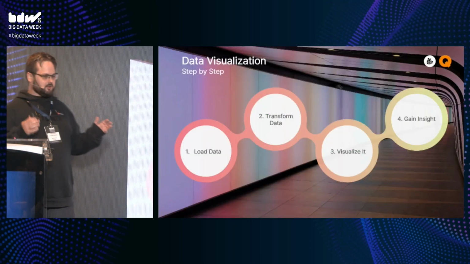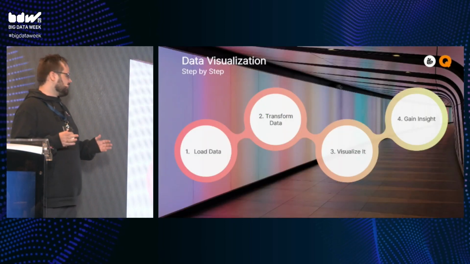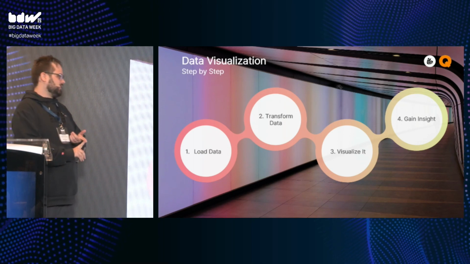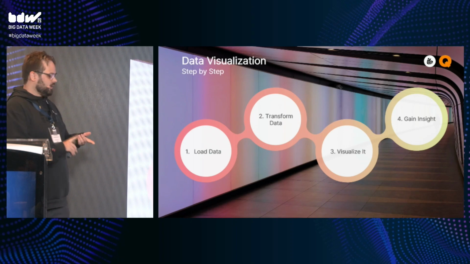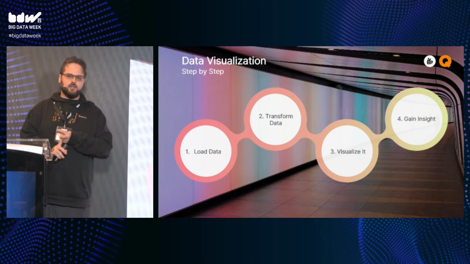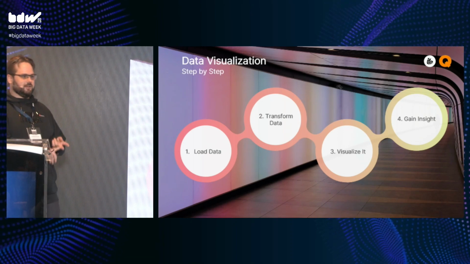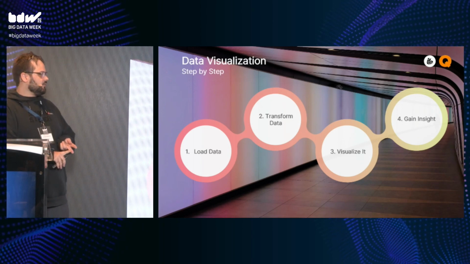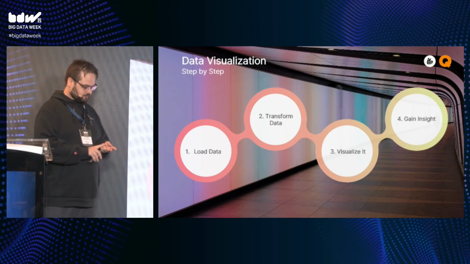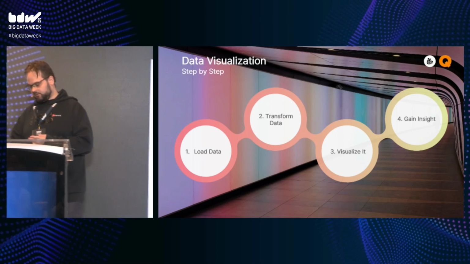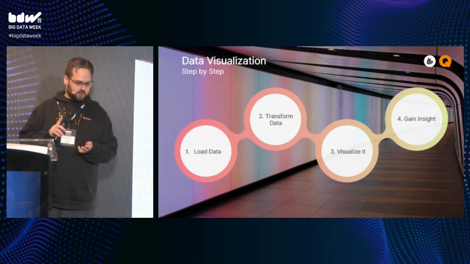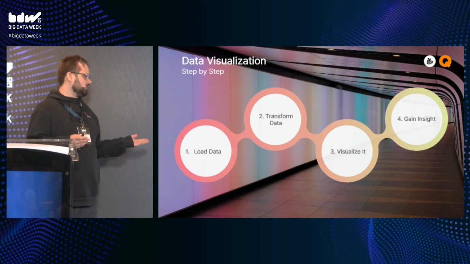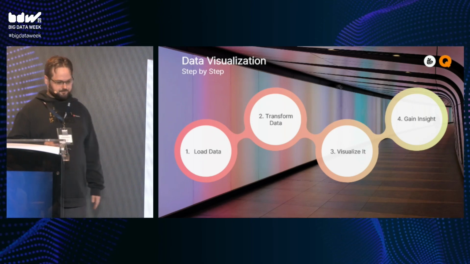So, in order to visualize our data, we have to do 4 very basic steps. We need to load our data into pandas frames somehow. Almost always, we need to transform that data into something else. It's either fix it up, get some information from it, like count this row, and then we visualize it, and in the next step, we try to gain some insight using the visualizations we made.